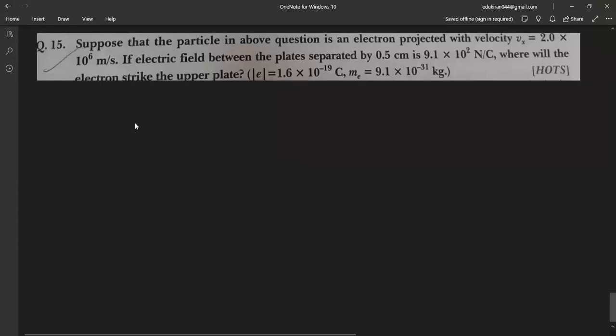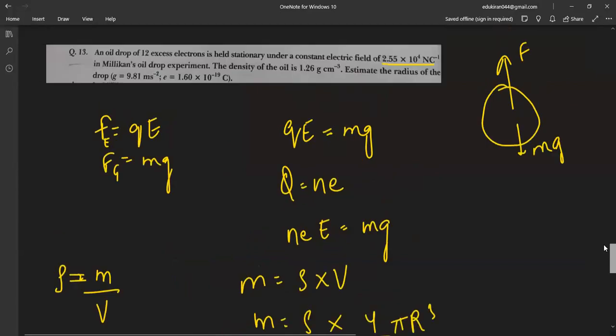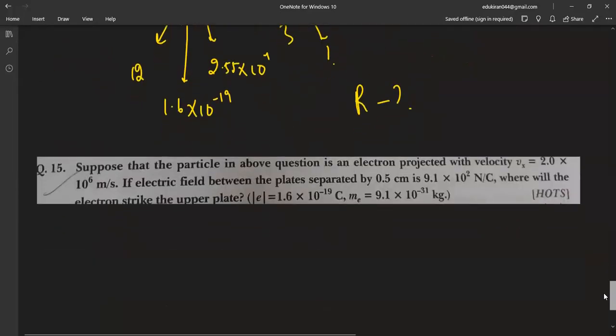Okay, so the next question says that suppose that the particle in the above question is an electron. This is a consecutive question. Above question means question 13, so this is 14.